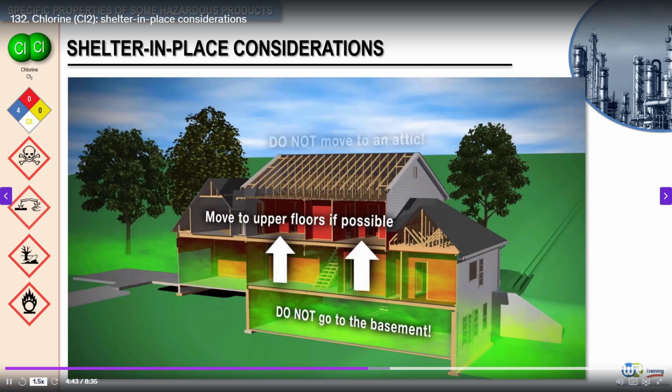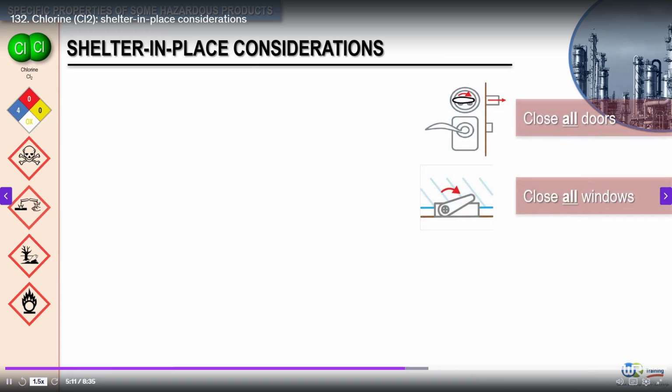However, do not move to an attic. While attics may be the highest level in a house, they are typically vented in such a manner that they cannot be effectively sealed with duct tape and plastic sheeting. These may include ridge vents, cable vents, and exhaust vents. In order to help prevent the gas cloud from seeping into the structure, quickly close all doors and all windows and seal them with duct tape and plastic sheeting as depicted in this example.